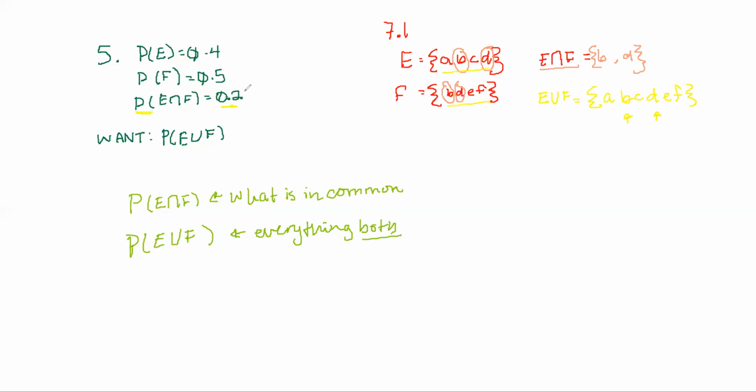So basically how I solve this problem is I set it up like this. We need to find what's all inside. So I had the probability of E plus the probability of F minus the probability of the two being the same, which is equal to the probability of E union F.